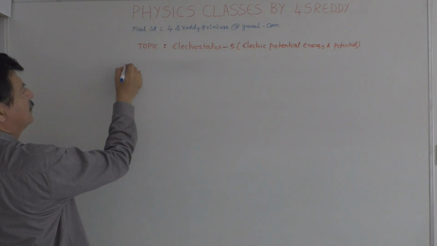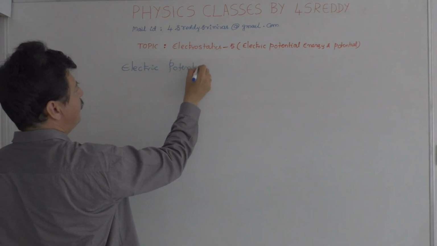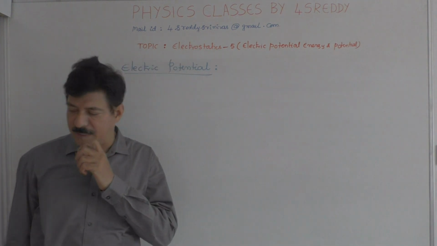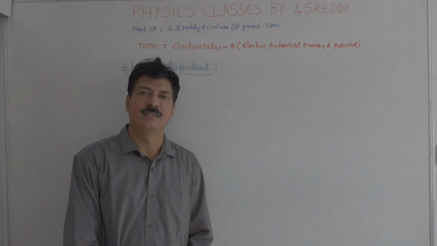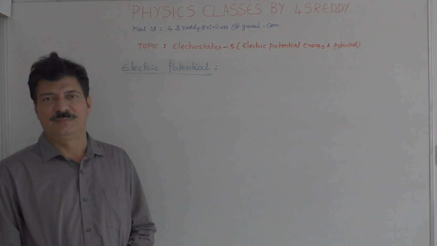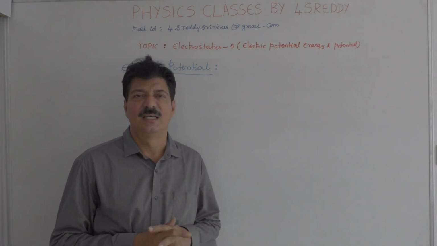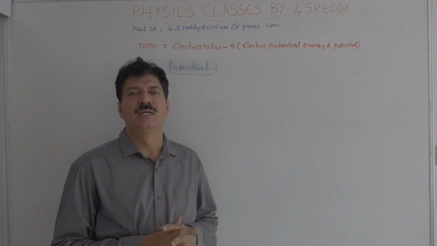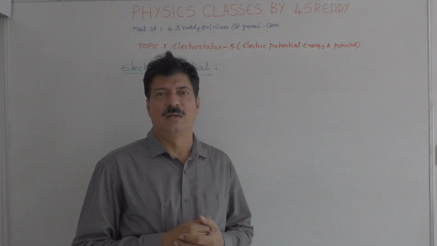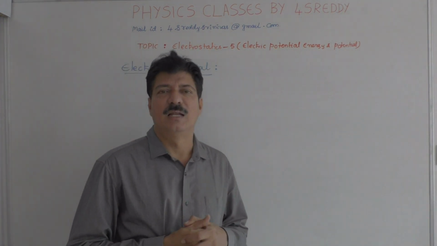Next one is, what do I mean by electric potential? What do you mean by this electric potential? Electric potential means the work done in bringing a unit positive charge from infinity to a point within the electric field is called as electric potential. So, it is simply nothing but work done per unit charge, or the potential energy per unit charge is nothing but the electric potential.